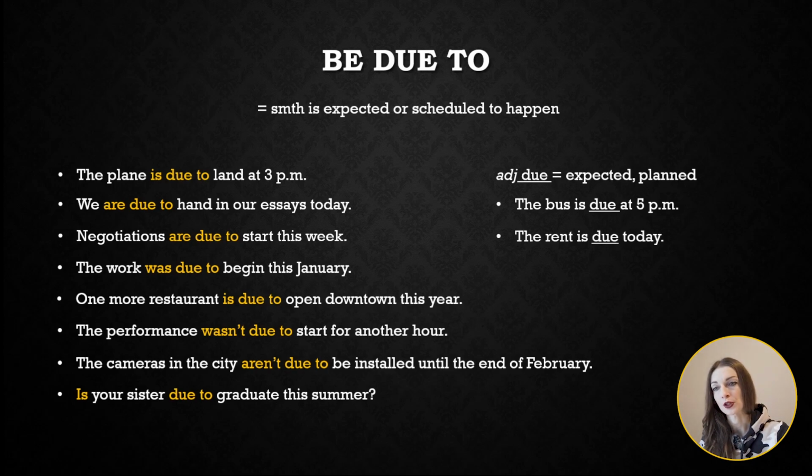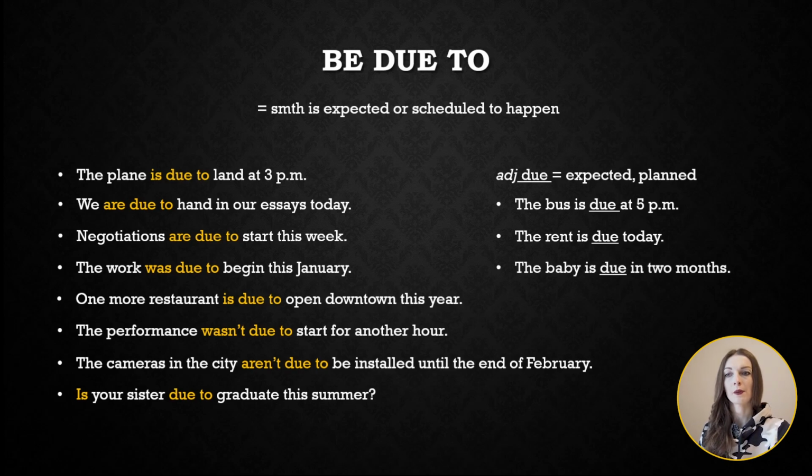The rent is due today. It means that today, let's say, it is the 1st of a month, the 1st of, let's say, January, and we are to pay our rent on the 1st day of each month. So the rent is due today. The baby is due in 2 months. In pregnancy, we also have a kind of schedule. As we saw with to be bound to, the meaning that the adjective has here is the key to understanding where and how we should use the phrase with it.